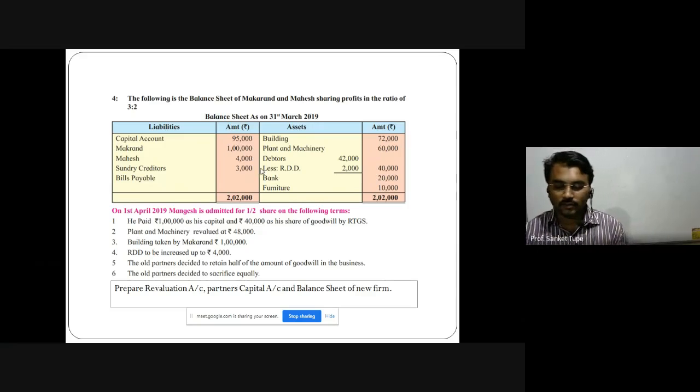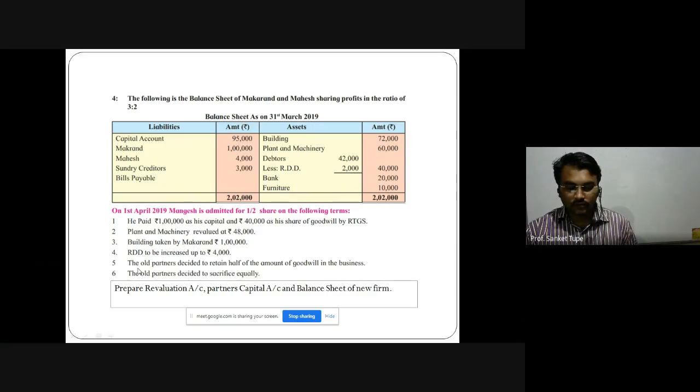Then building taken by Makarand at 1 lakh. Building amount is 70,000 actually, and he has taken it at rupees 1 lakh. So firstly there is appreciation of the building amount, and then he has taken it at 1 lakh rupees, that we will show in the capital account. Then RDD to be increased up to rupees 4,000. RDD was 2,000, now the provision is increased. When provision is increased, where it should be treated, that we will see. And when the provision for RDD is reduced, that we will also discuss.